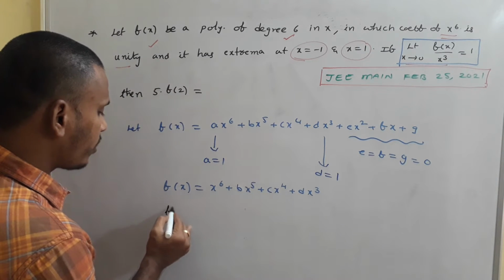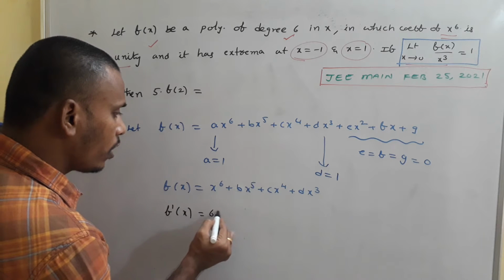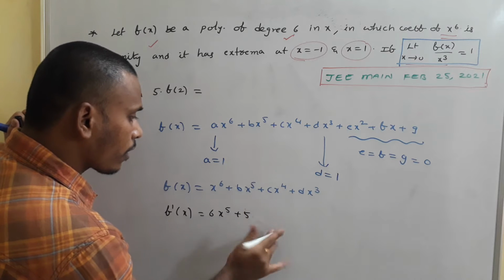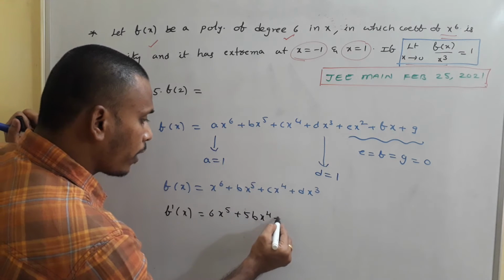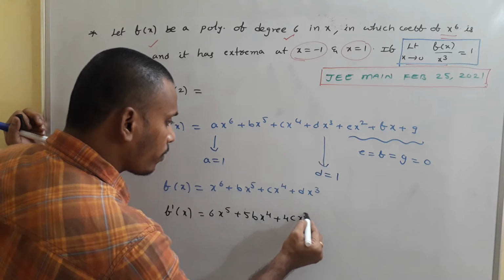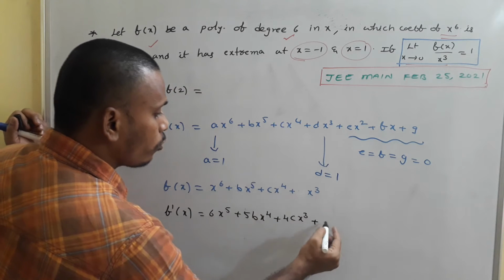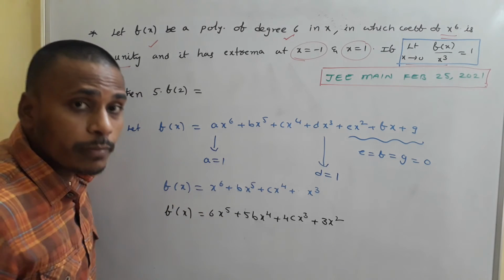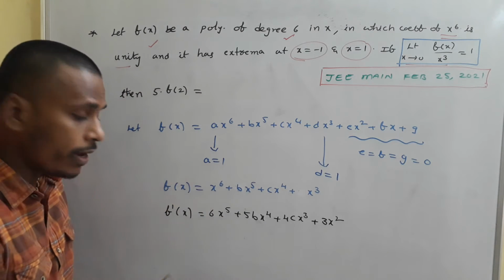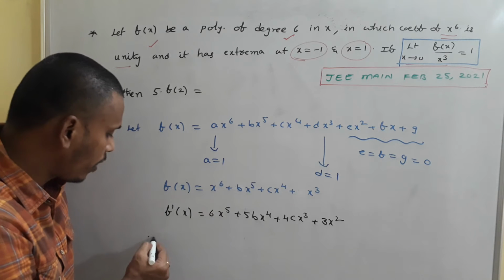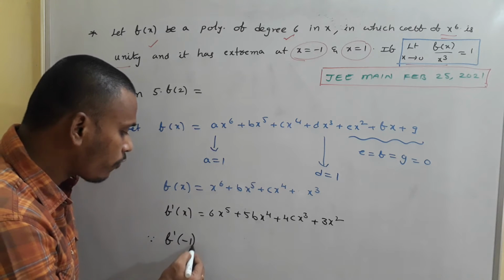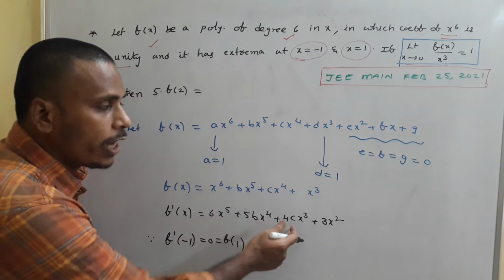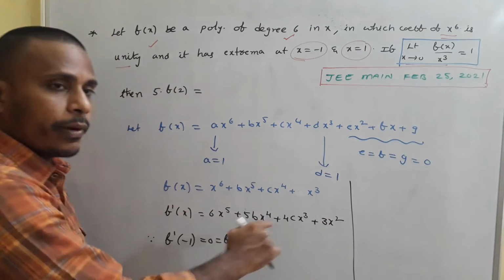So you just write its derivative. F dash of x is equals to 6x power 5 plus 5b x power 4 plus 4c x cube plus, since d is 1, this is x cube. So plus 3x square. Now since it has extrema at -1 and 1, f dash of -1 is 0, and f dash of 1 is also 0. Since f dash of -1 is equals to 0 is equals to f dash of 1, use this to find the values of b and c. Replace x with -1.